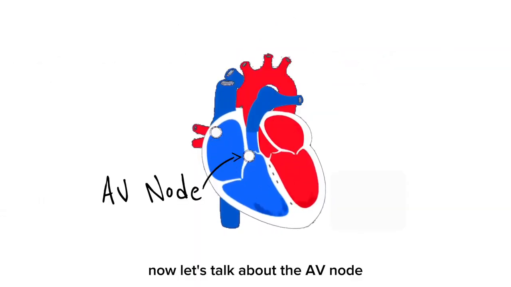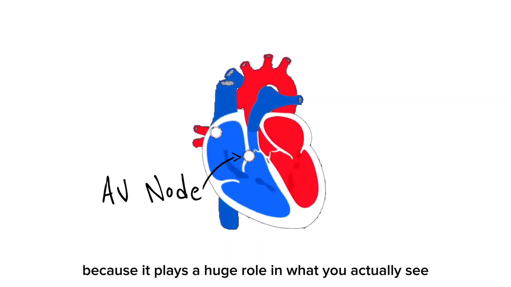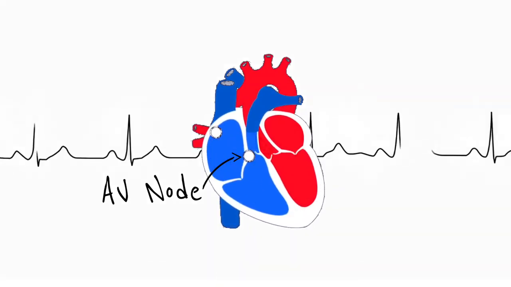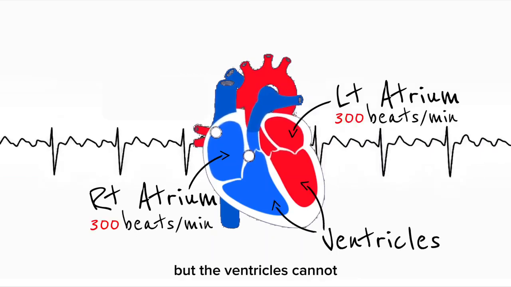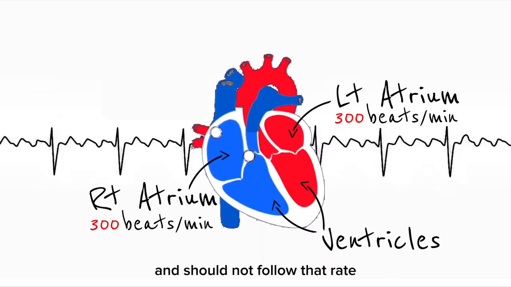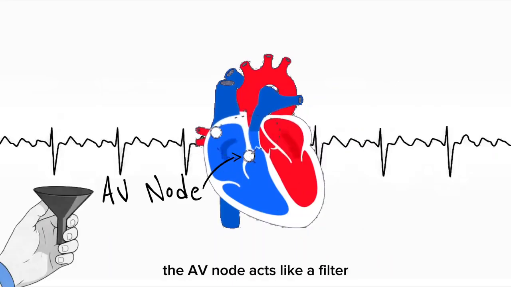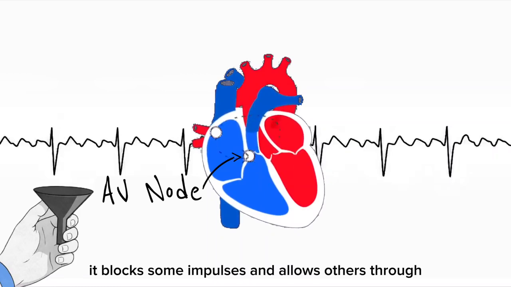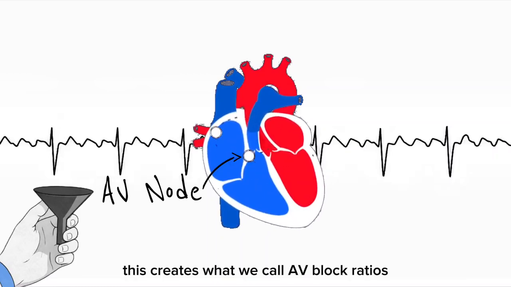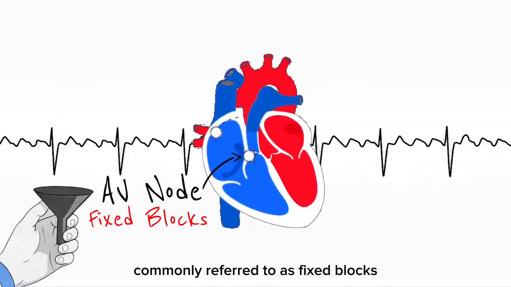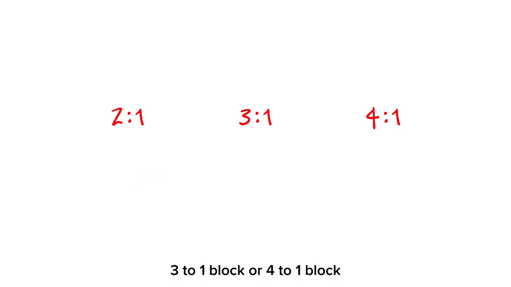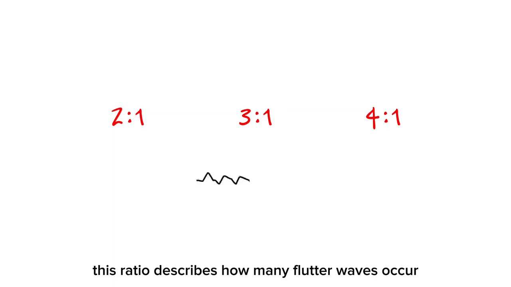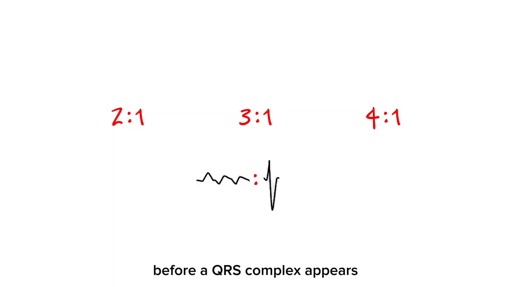Now, let's talk about the AV node, because it plays a huge role in what you actually see on the ECG. Remember, the atria may be firing at 300 beats per minute, but the ventricles cannot and should not follow that rate. The AV node acts like a filter. It blocks some impulses and allows others through in a predictable pattern. This creates what we call AV block ratios, commonly referred to as fixed blocks. You will most commonly see 2-to-1 block, 3-to-1 block, or 4-to-1 block. This ratio describes how many flutter waves occur before a QRS complex appears.